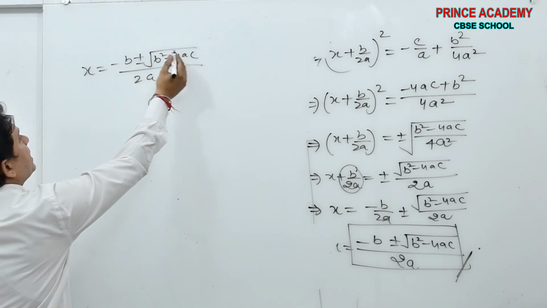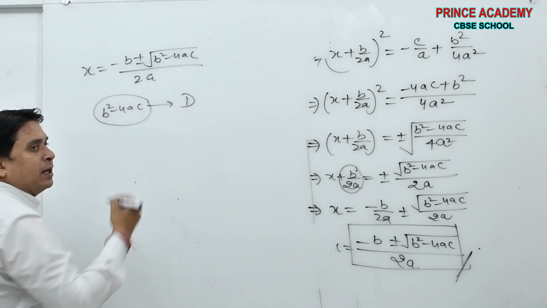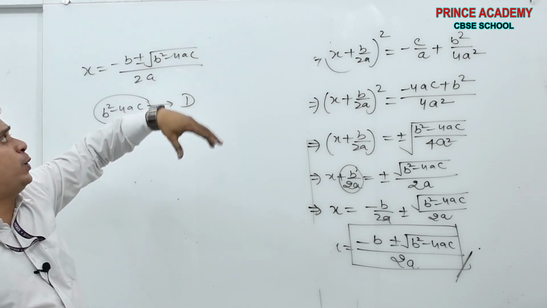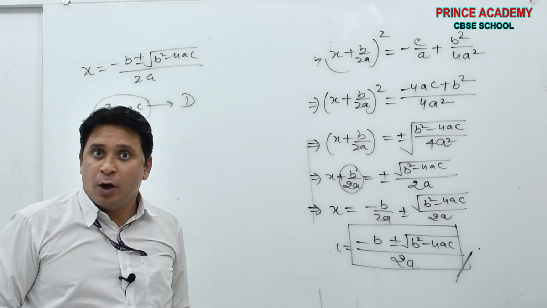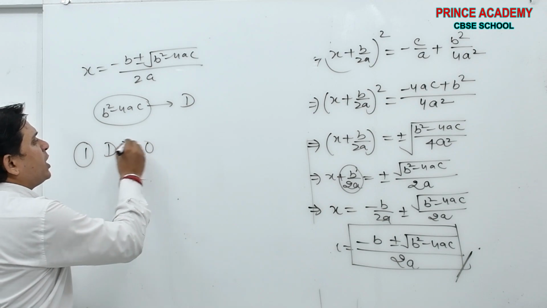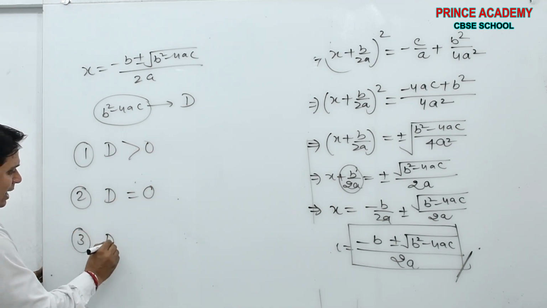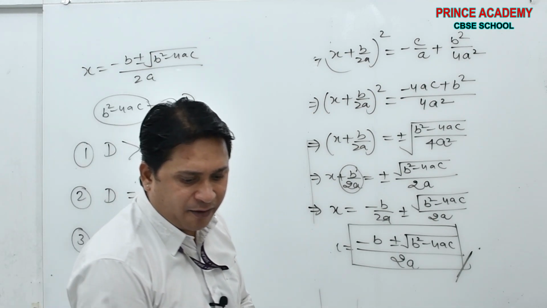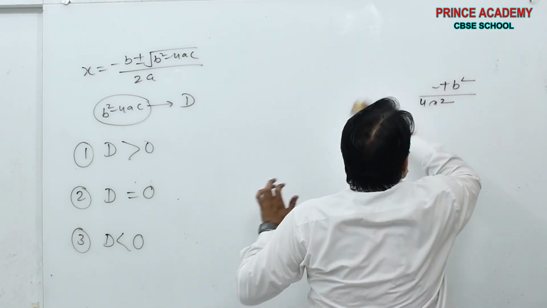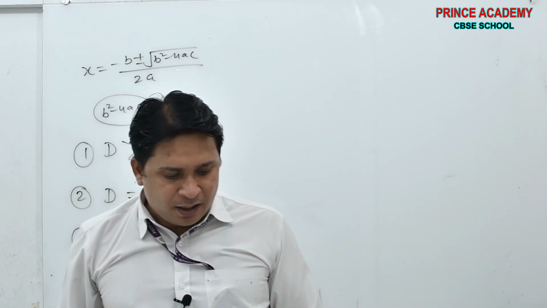See beta, this b square minus 4ac is the discriminant, because the output x depends on this value. We had discussed in the earlier lecture: if D is greater than 0, if D is 0, and if D is less than 0, all these criteria we have discussed. What is this called? This is called the nature of roots. Okay beta.